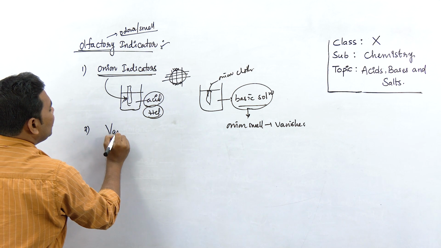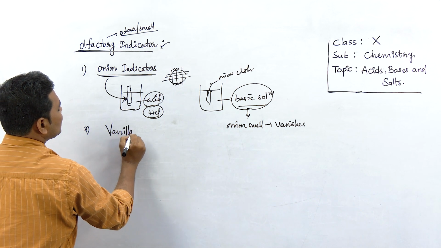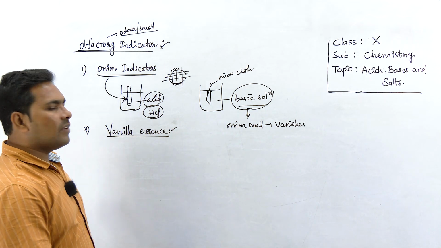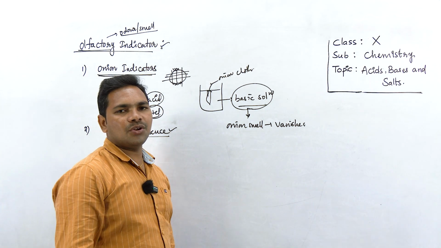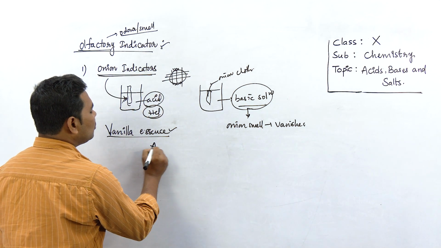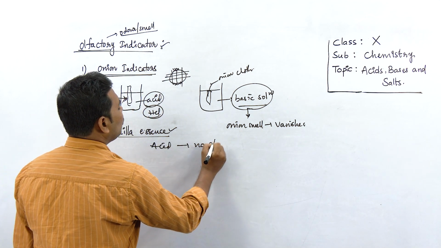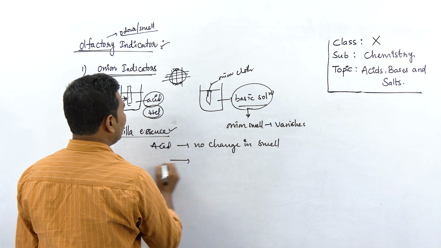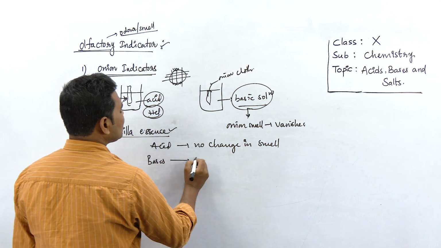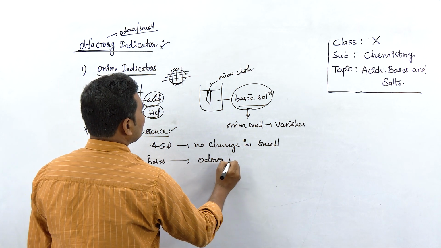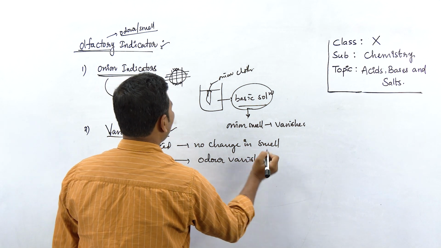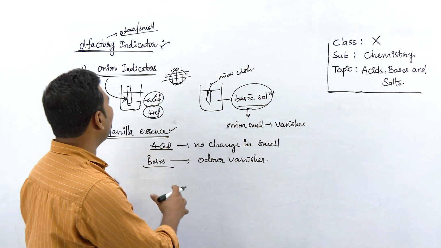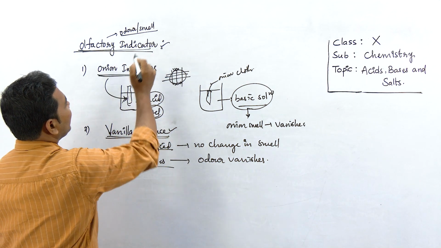And second, we also use vanilla essence as an olfactory indicator. This vanilla essence also has its characteristic odor. When it is added to acids, we see no change in smell or odor, but when it is added to bases, its odor disappears, vanishes. From this we identify whether the substance taken is an acid or a base. These are the two types of olfactory indicators.